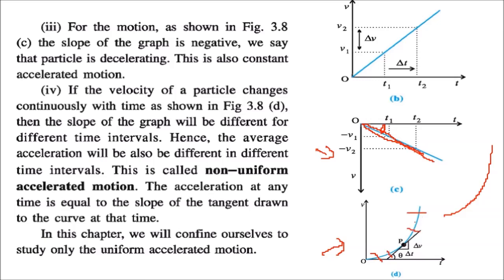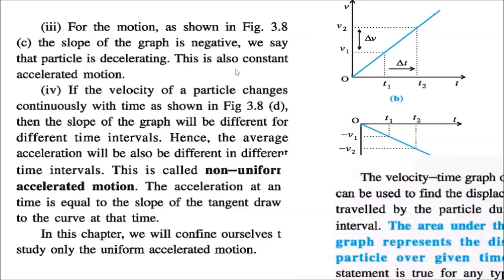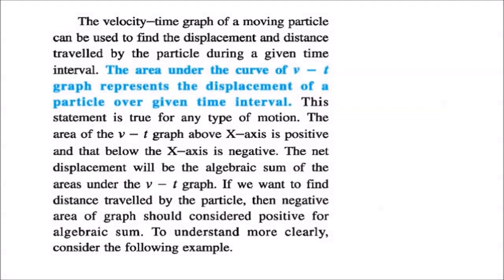The velocity-time or v-t graph of a moving particle can be used to find the displacement and distance traveled by the particle during a given time. So how to find this distance? The area under the curve of the v-t graph represents the displacement of a particle over a given time interval. This is very important. The area under the v-t curve gives you distance and displacement. This statement is true for any type of motion.